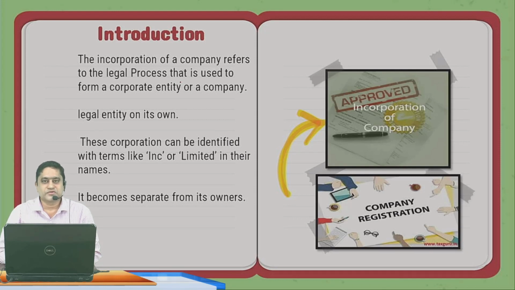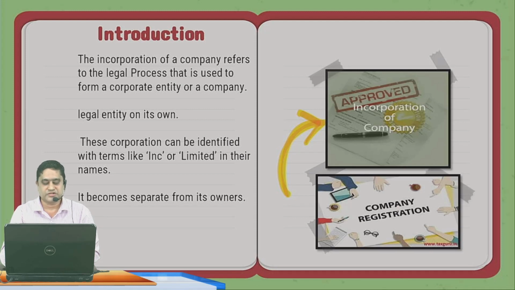In the introduction of this particular slide, incorporation of the company refers to the legal process that is used to form a corporate entity or a company. After the company is incorporated, it becomes a separate legal entity on its own. So the directors are separate, the members are separate, and the company is separate. This corporation can be identified with the term INC or Limited in its name. It becomes separate from its owner.